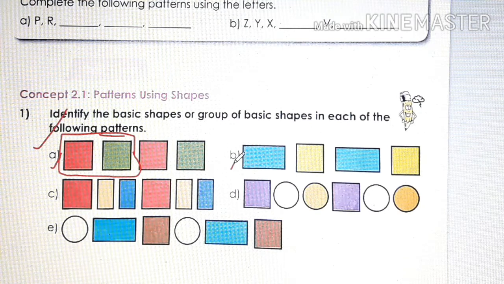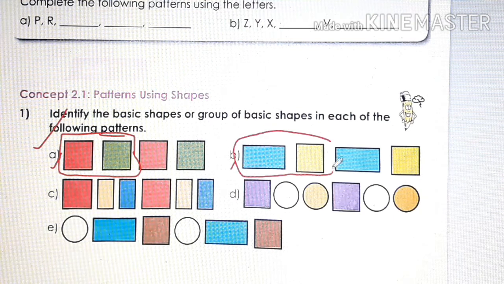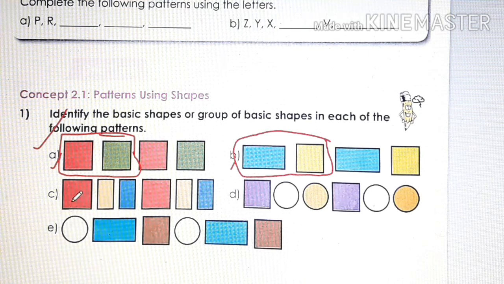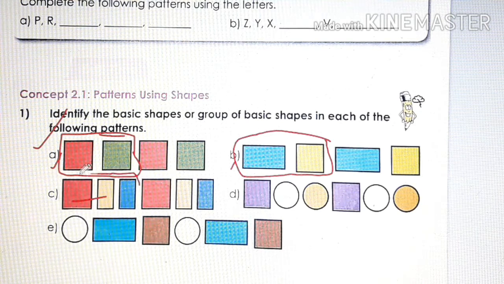Next, you can see rectangle, square, rectangle, square. So your basic shapes are rectangle and square. Clear? Next, you can see, children, a square, and there are two rectangles of two different colors, isn't it? So we'll take these 3 as your basic shape.